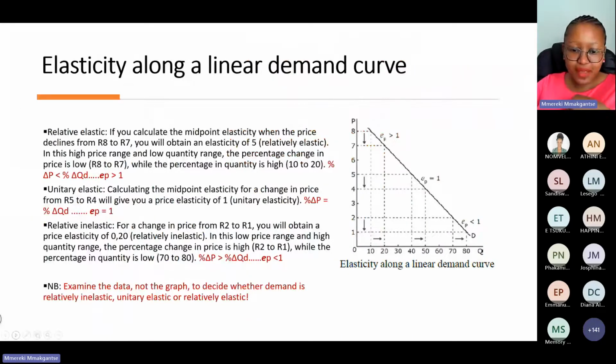Now we are looking at elasticity along a linear demand curve, ne? So when the price decreases from 8 to 7, our coefficient is greater than 1. Remember, what did we say about what happens then?